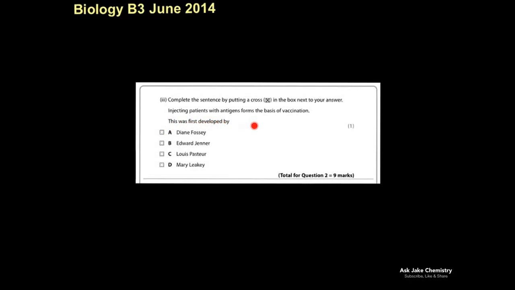So complete the sentence by putting a cross in the box next to your answer. Injecting patients with antigen forms the basis of vaccination. This was first developed by... they give you 4 different names, which are all valid in the scientific community. Here you have Dian Fossey, who actually studied behavior in gorillas, so it can't be her. Edward Jenner is the correct answer because he did the vaccination with smallpox and cowpox, and if you learn it, you would know. And Louis Pasteur was pasteurization, so it can't be that either.